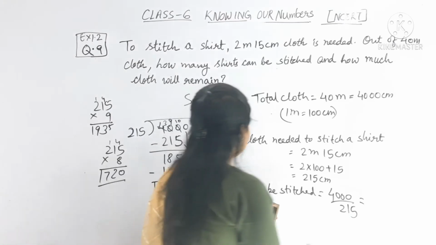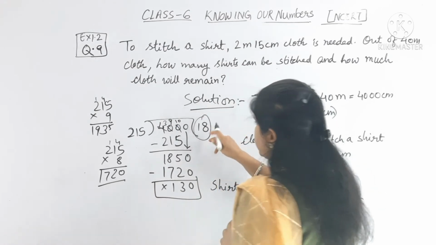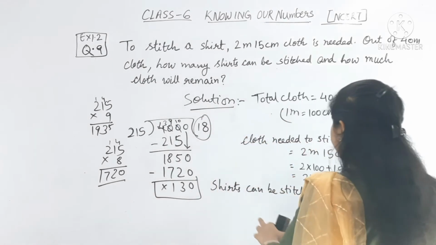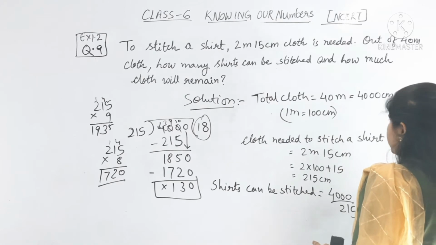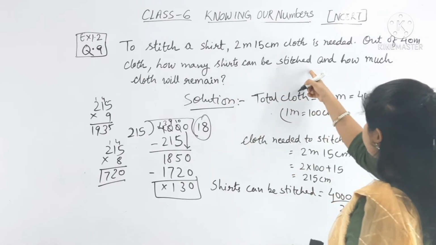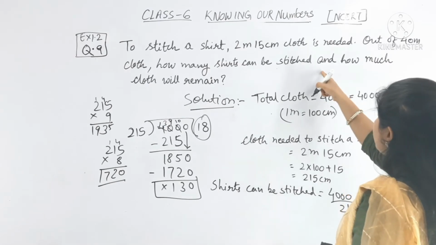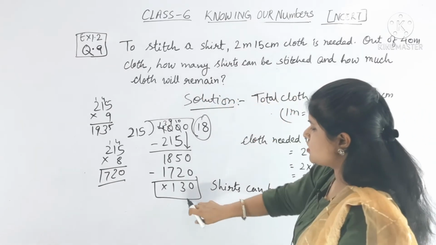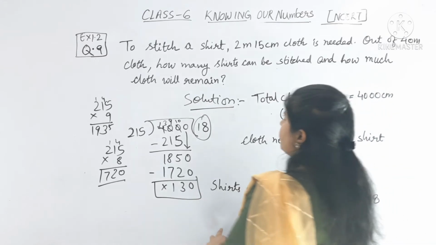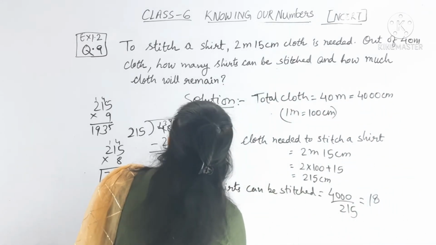So shirts that can be stitched, that is the answer, this quotient. This quotient will be the answer, that is 18. How many shirts can be stitched? Shirts that can be stitched will be 18 in number. And how much cloth will remain? This is the remaining number. So we can write the answer.